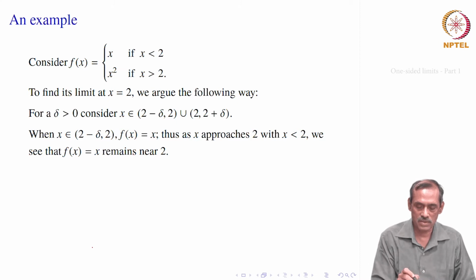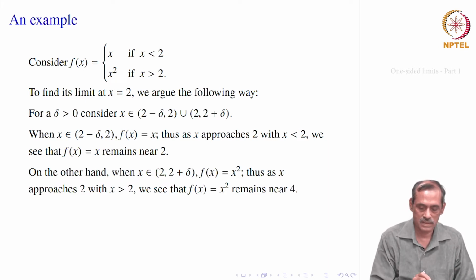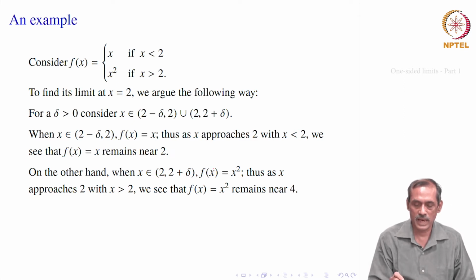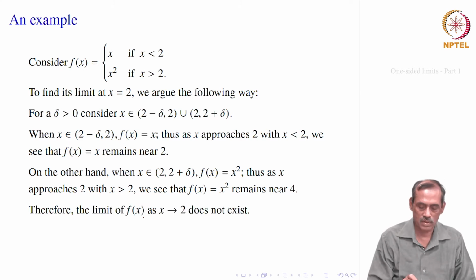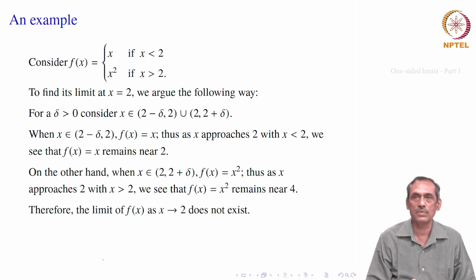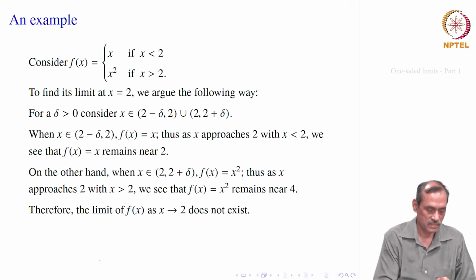Thus, when x is near 2, but remaining always x less than 2, we see that f of x also remains near 2. And on the right side, we have x belongs to 2 to 2 plus delta. There f of x is equal to x squared. So, when x approaches 2, but remaining x greater than 2, f of x is x squared, that remains near 4. So, we conclude that the limit as x goes to 2 does not exist.